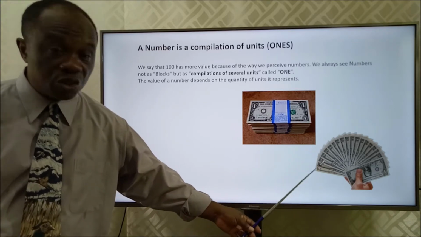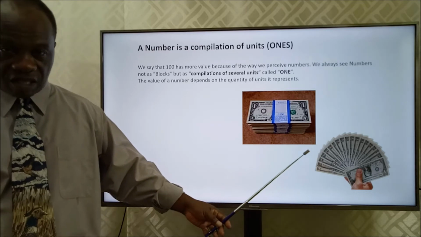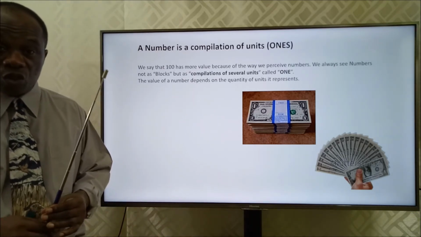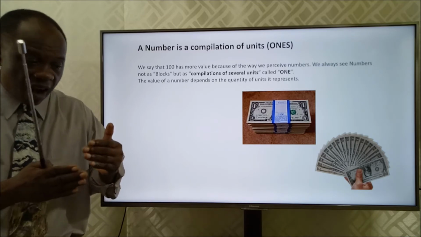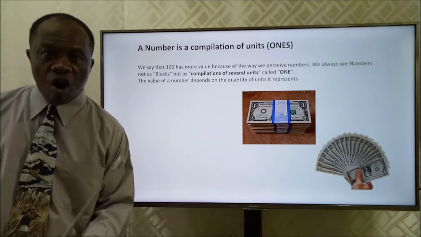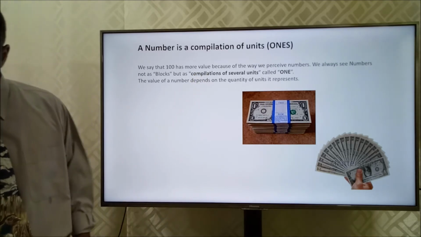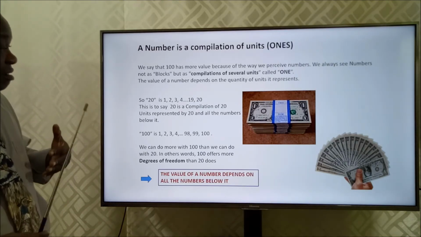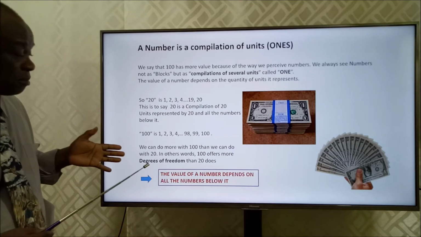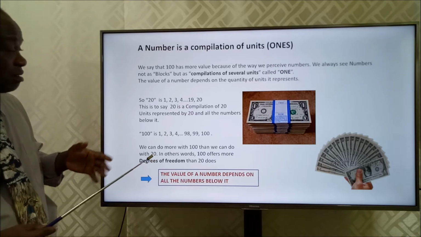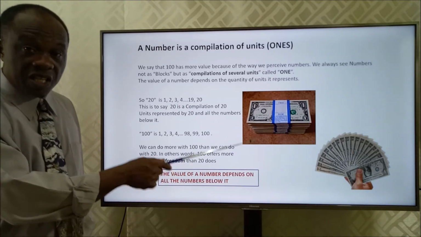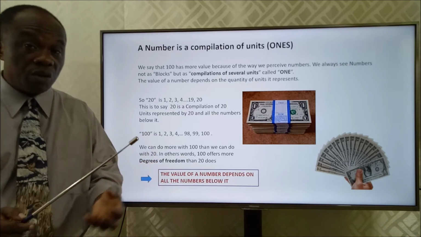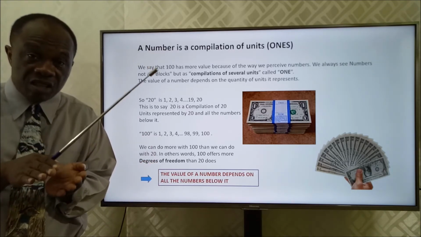So you can count 1, 2, 3, 4, 5, 6, 7, up to 99, 100. So if you see 100, you see it as really a lineup of units of 1. That's why 100 is different from 20. And what makes the difference is that, because we see the compilation. So the value of a number will depend on the number of units of 1.